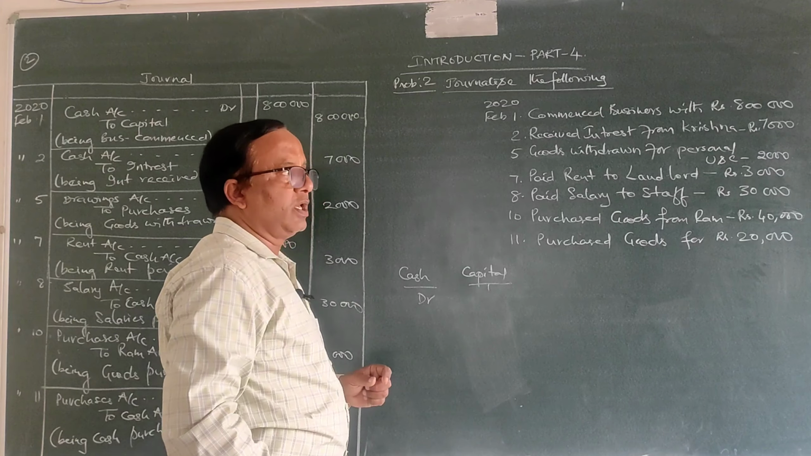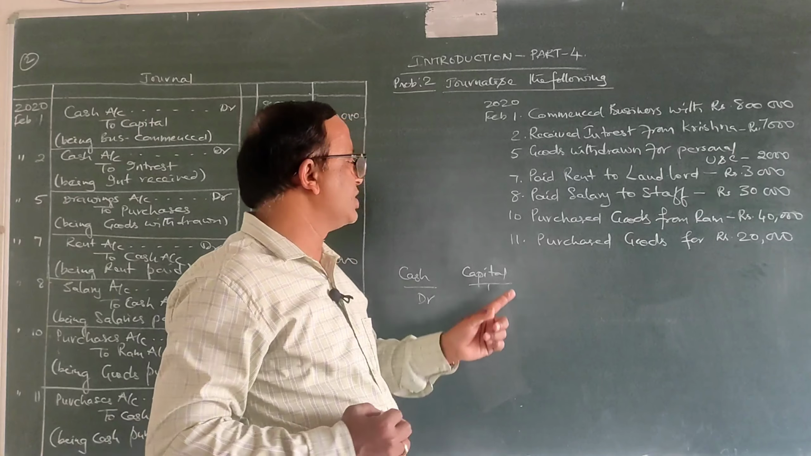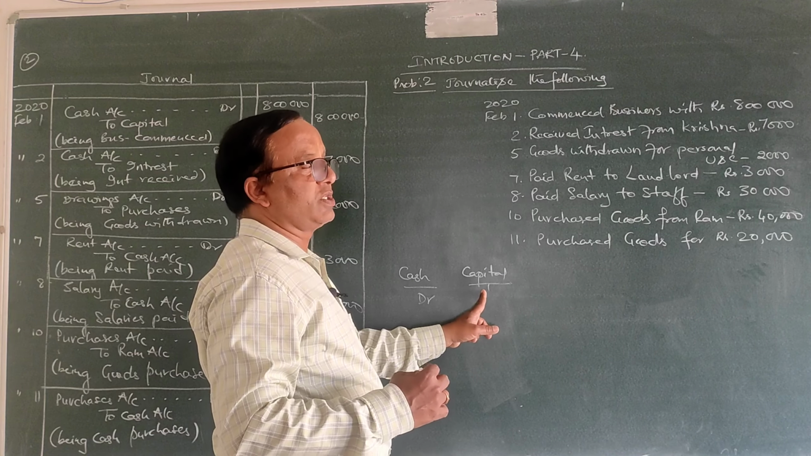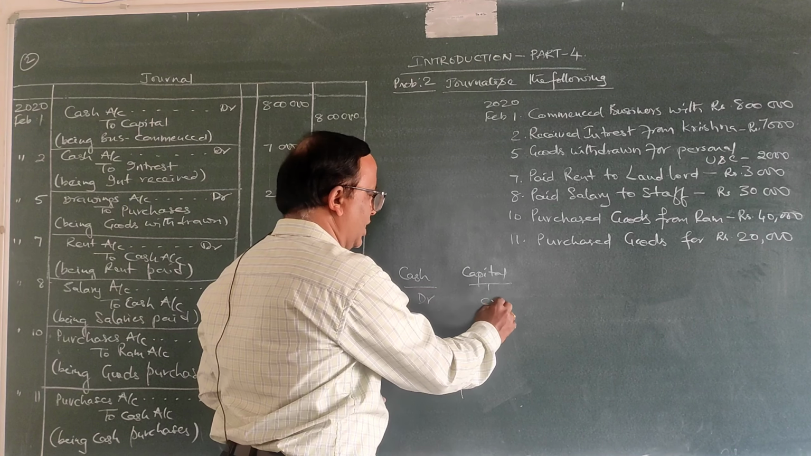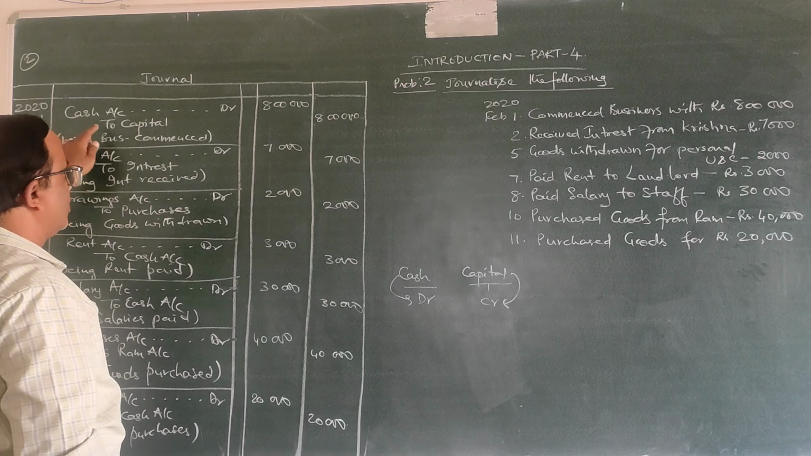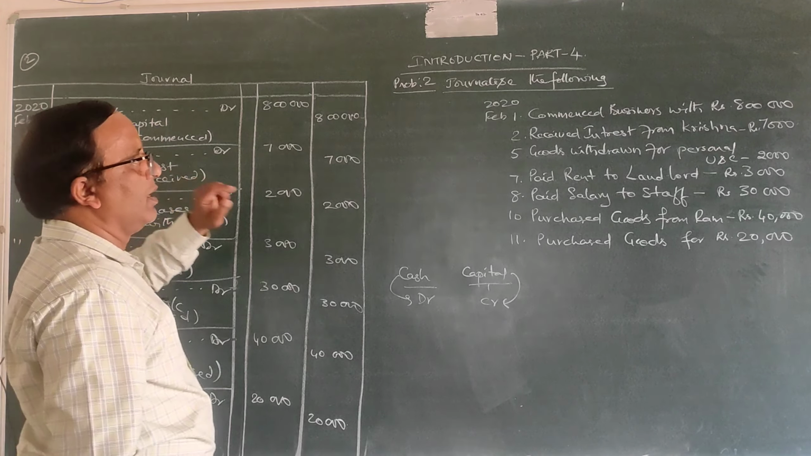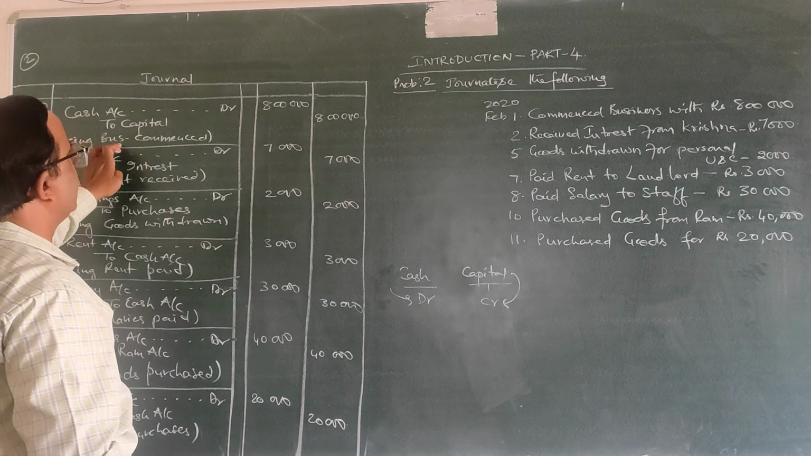Whereas capital is nothing but it is representing the proprietor. So proprietor is a person, so it is a personal account. So the personal account rule is debit the receiver, credit the giver. Proprietor is giving, so we are going to credit the capital account. So our entry will be cash account debit to capital. This is the entry. Next, see, cash account debit to capital, being the business commenced.